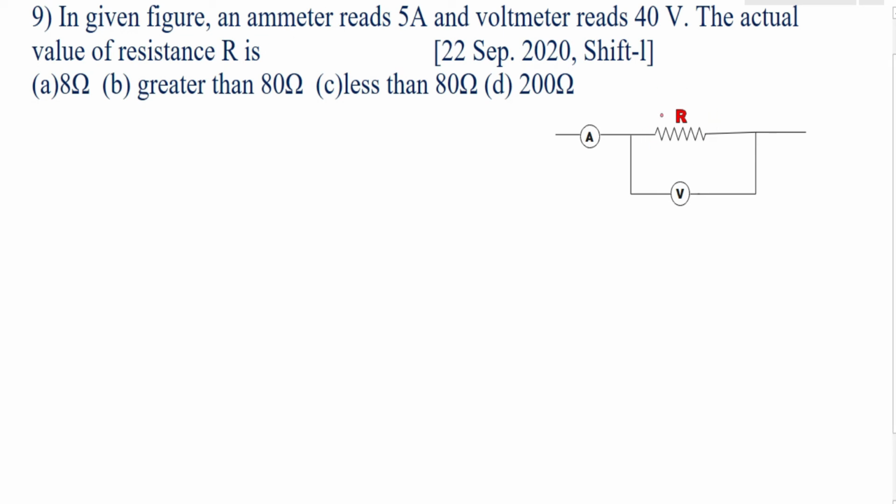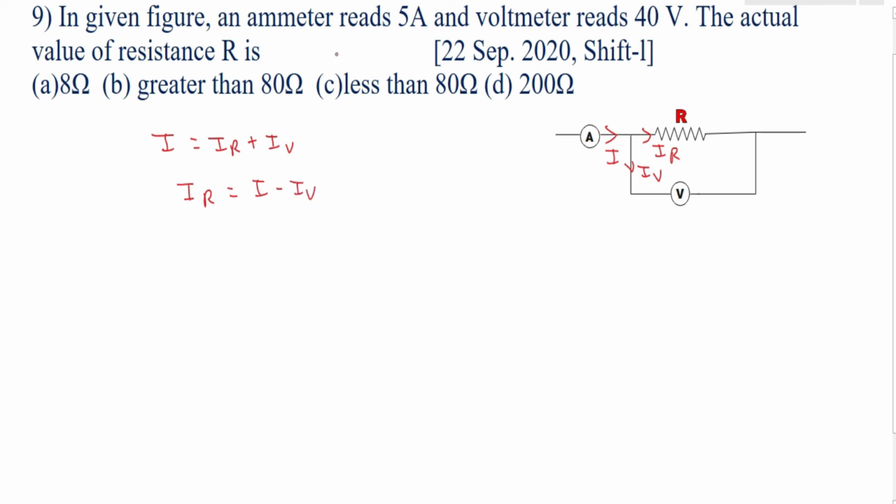Okay, now see what I'll do. I'll take the current coming here as I, which is nothing but the current read by the ammeter. Now this current will split into two parts, which is IR, which is nothing but the current flowing through the resistor, and IV, which is nothing but the current flowing through the voltmeter. Okay, now we can write I is equal to IR plus IV. Okay, now we can write IR, which is nothing but the current flowing through the resistor, as IR is equal to I minus IV.